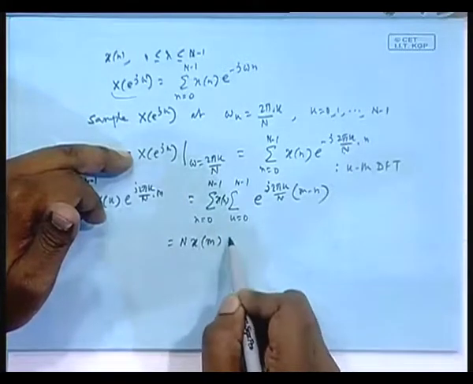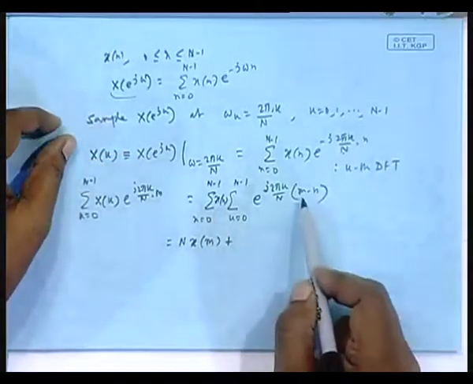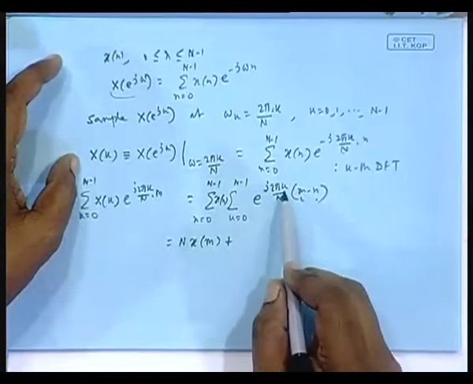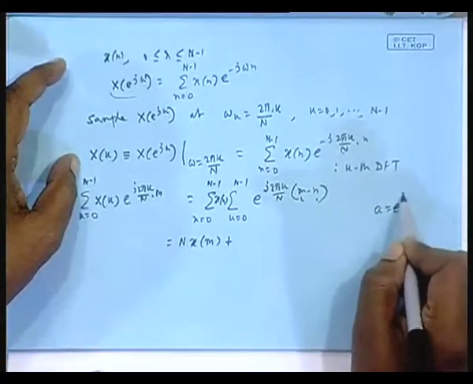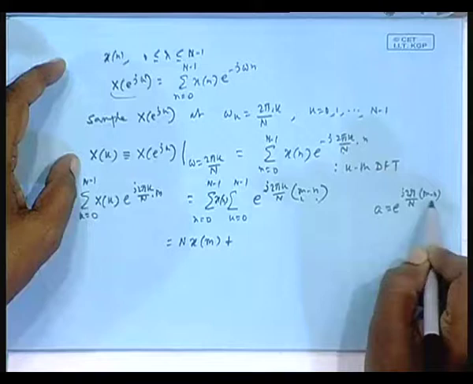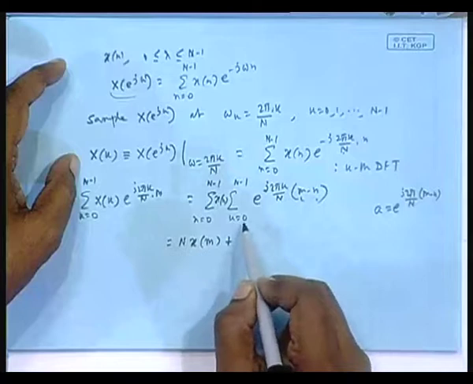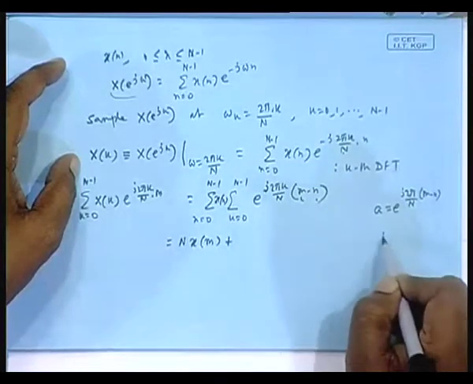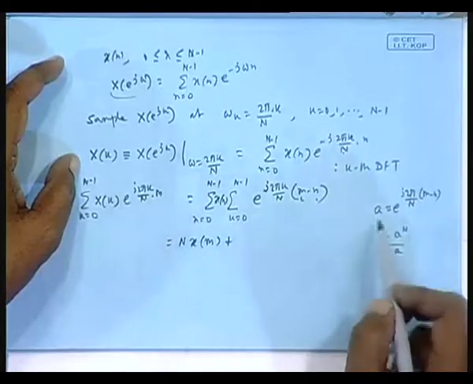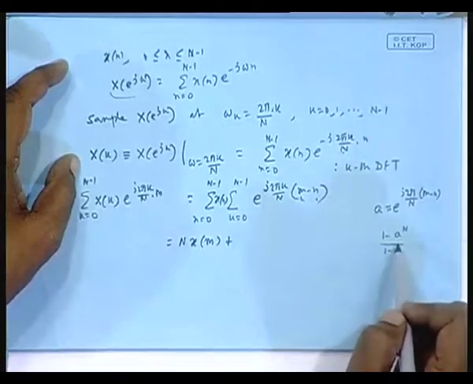And now consider the situation where small n takes values other than m. That times this is an integer, positive or negative, I do not care. And then this is a GP series in k. If you say a equal to e to the power j 2 pi by N into (m minus n), and m minus n is non-zero now, then simply it is a to the power k. So, the summation will give rise to 1 minus a to the power N by 1 minus a. In this, a to the power N means N cancels, e to the power j 2 pi into an integer is 1, and 1 minus 1 is 0.